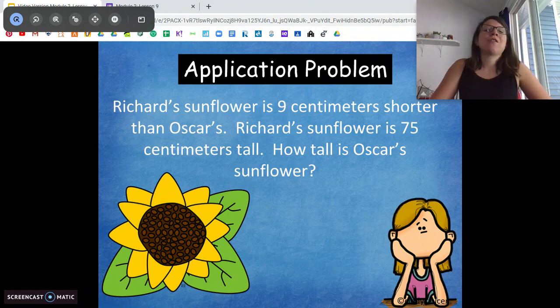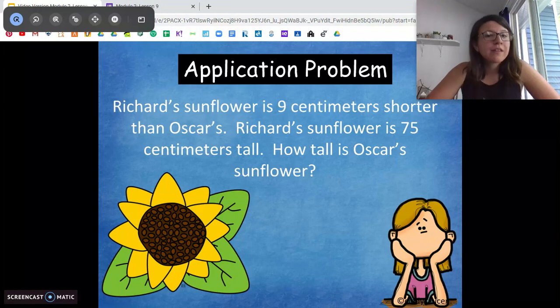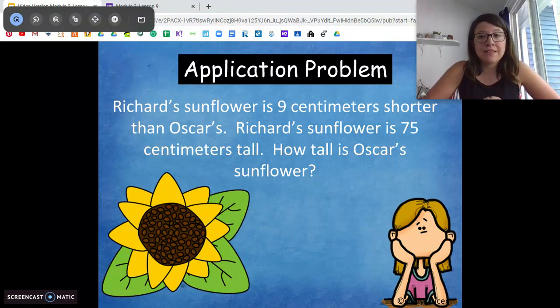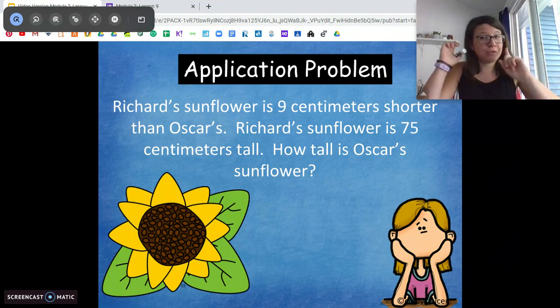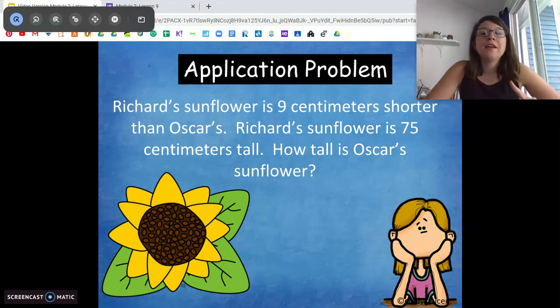Here we go. Richard's sunflower is 9 centimeters shorter than Oscar's. Richard's sunflower is 75 centimeters tall. How tall is Oscar's sunflower? I want you to think, and I want you to find somebody at home to talk to and talk about whose sunflower is shorter. Whose sunflower is the shorter sunflower? And how do you know? Go.